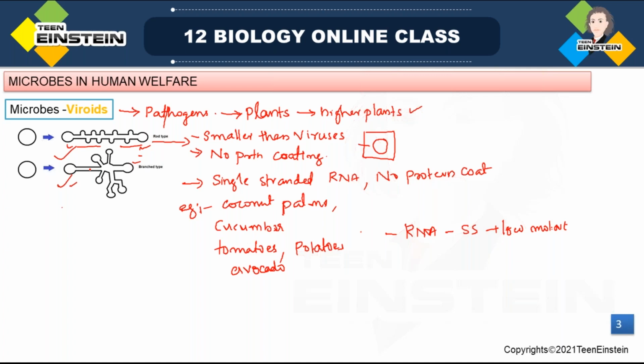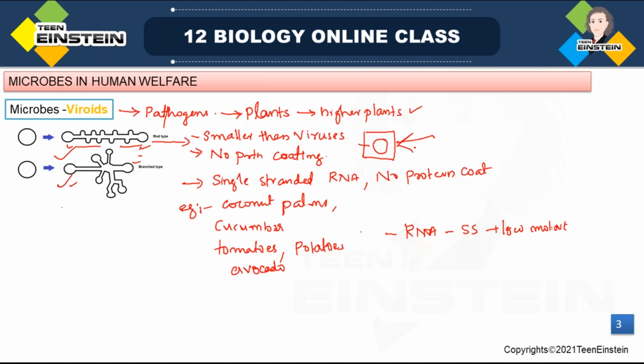That RNA will have a very low molecular weight, and it has a unique structure. The viroids will enter inside the host cell, and inside the host cell they get replicated. That affects the host cell, and finally it will lead to the death of that host cell. Finally it is destroying or disturbing that host cell. Okay, clear?